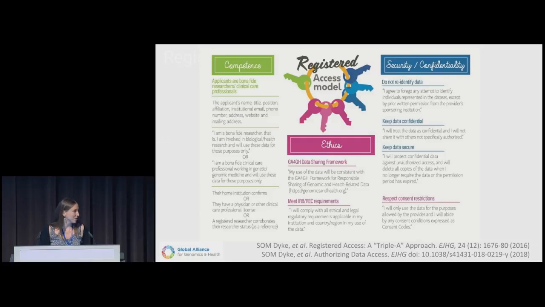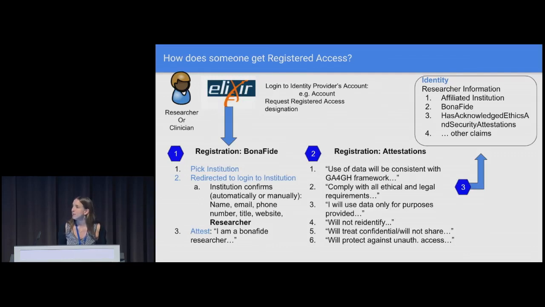The demo is going to show how this works already for Elixir and in what we're trying to develop more broadly. But let's say you're a researcher in Europe, you've registered with Elixir, obtained bona fide researcher status. You can access Elixir's registered data resources. We'd like researchers to be able to use that identity and access other registered access systems. So that'll be shown in some detail.